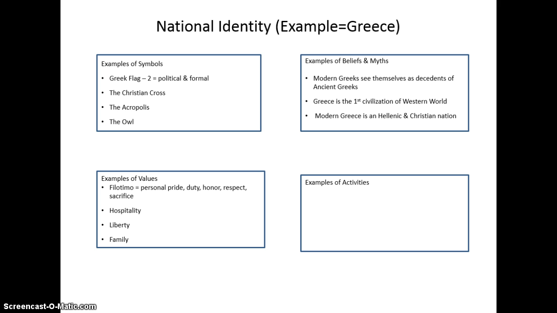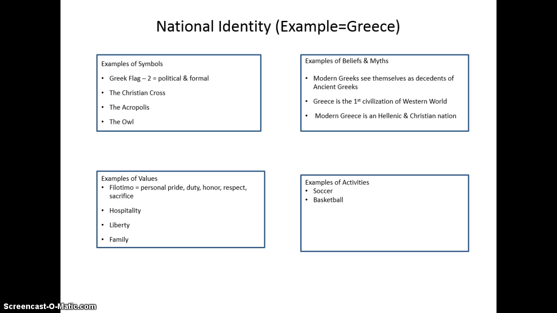How about some examples of activities? What activities do the Greek people partake in which really serve to form their national identity? Well, the first is soccer. Soccer is quite an important sport to the Greek people, and it's the official sport of the country, and it does help serve to form its national identity.